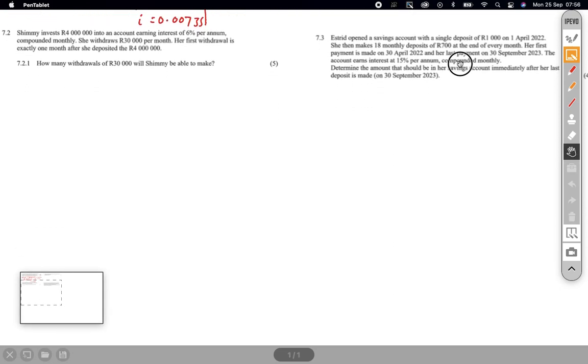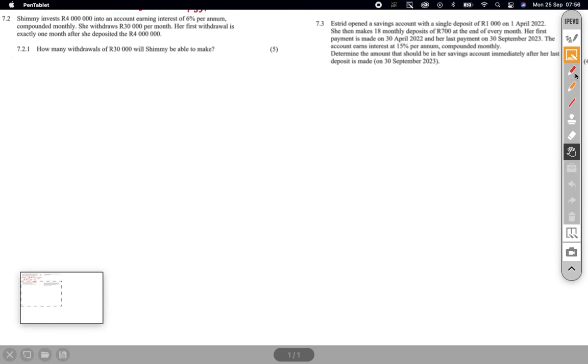Okay, now Shimi wants to invest 4 million into an account earning interest of 6% per annum compounded monthly. Remember, when they say compounded monthly, we divide the i by 12 and multiply n by 12. She withdraws 30,000 per month. Her first withdrawal is exactly 1 month after she deposited the 4 million. How many withdrawals of 30,000 will Shimi be able to make?